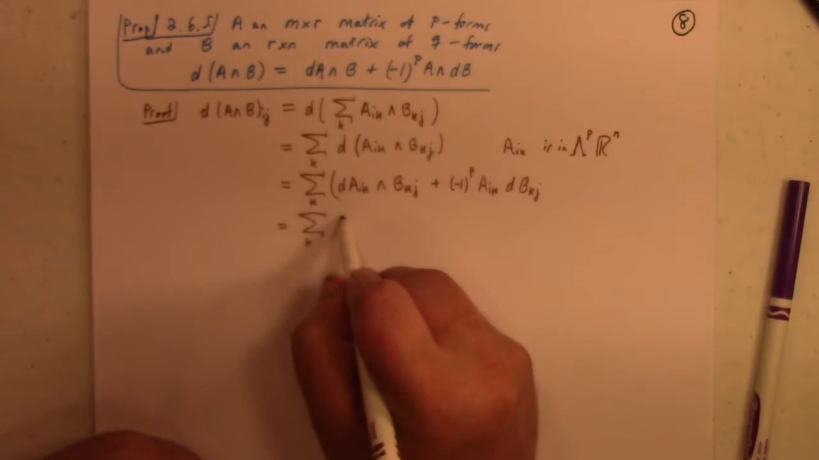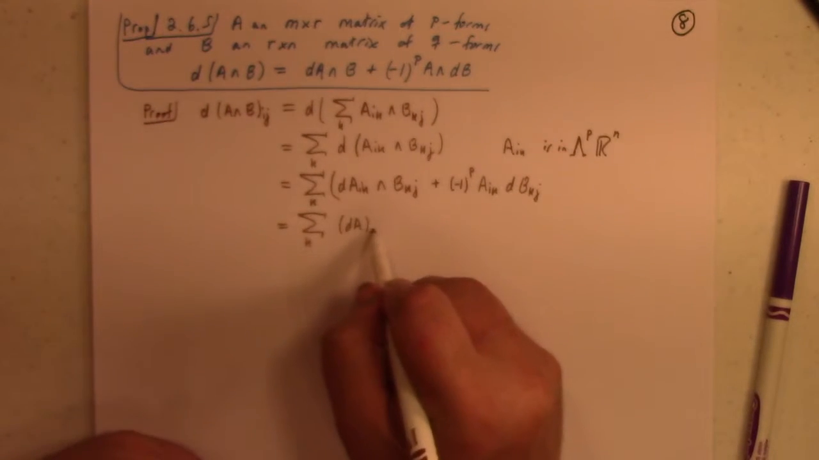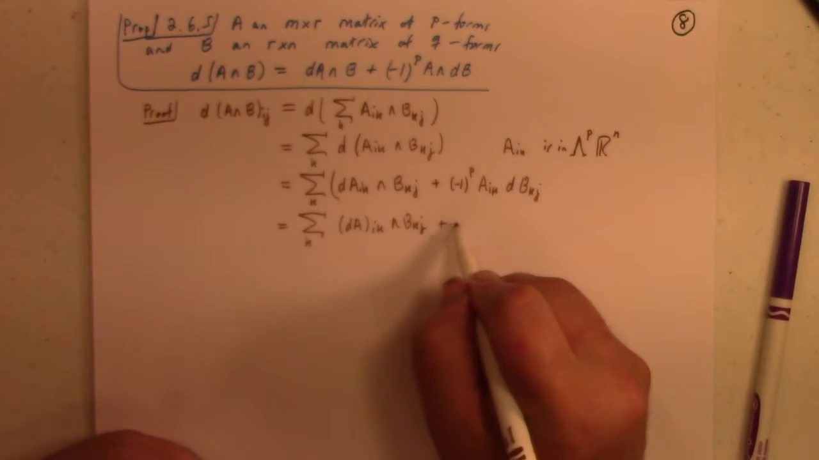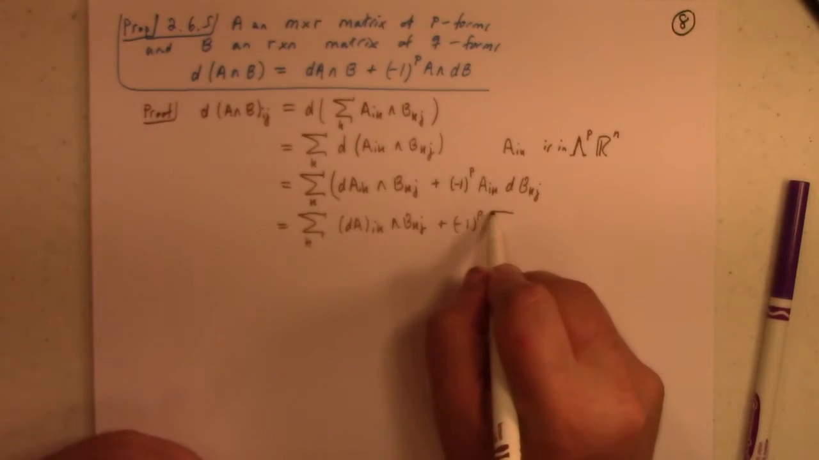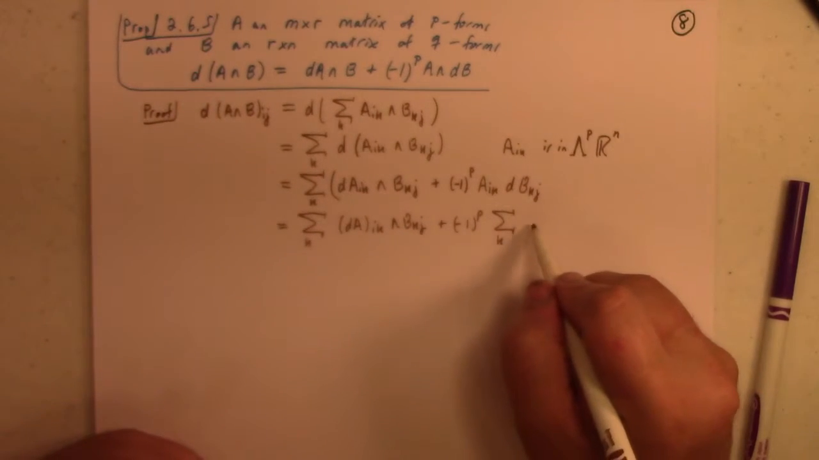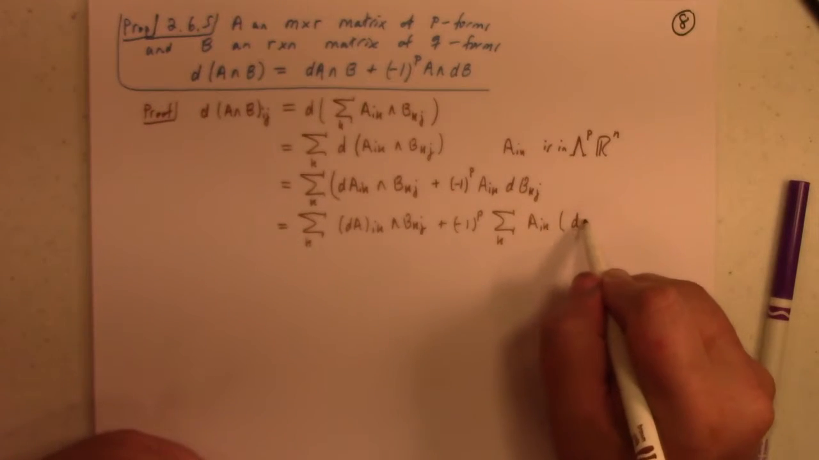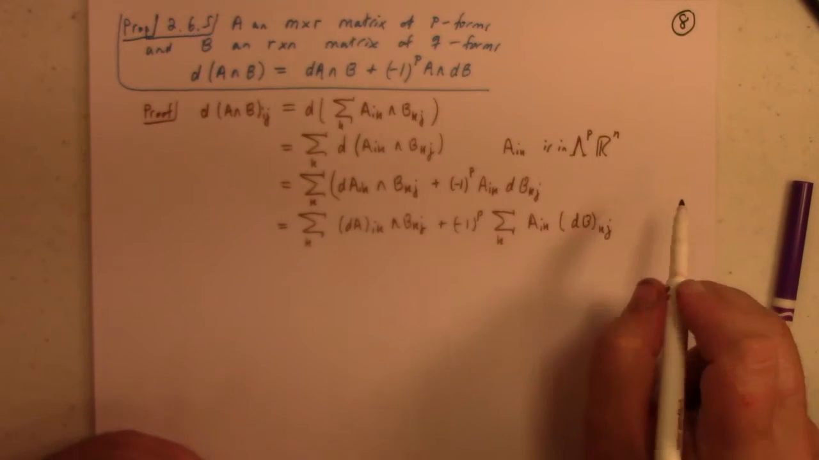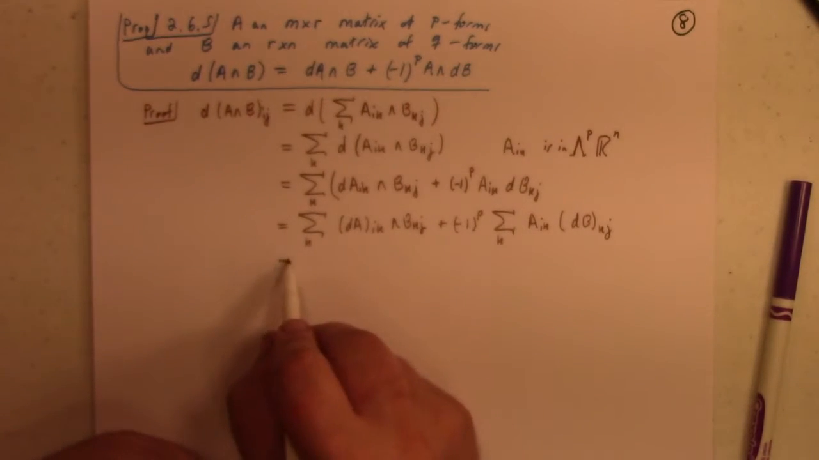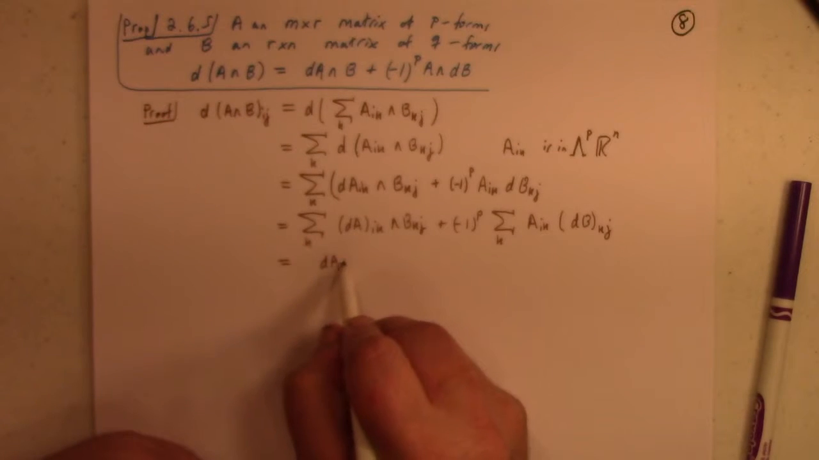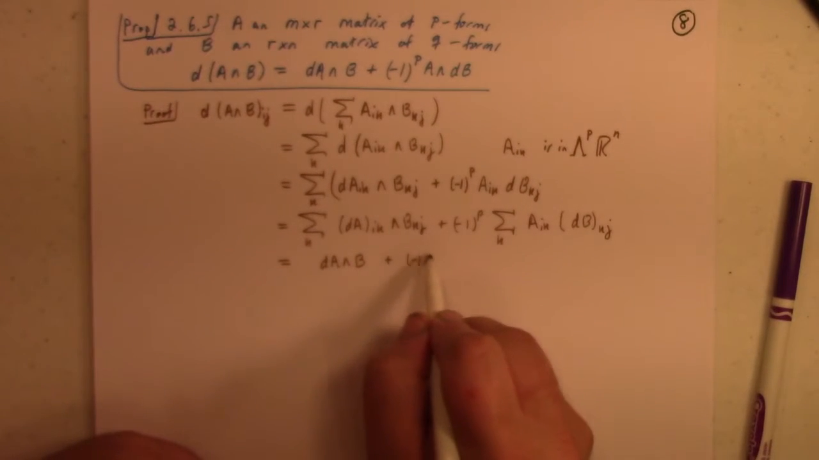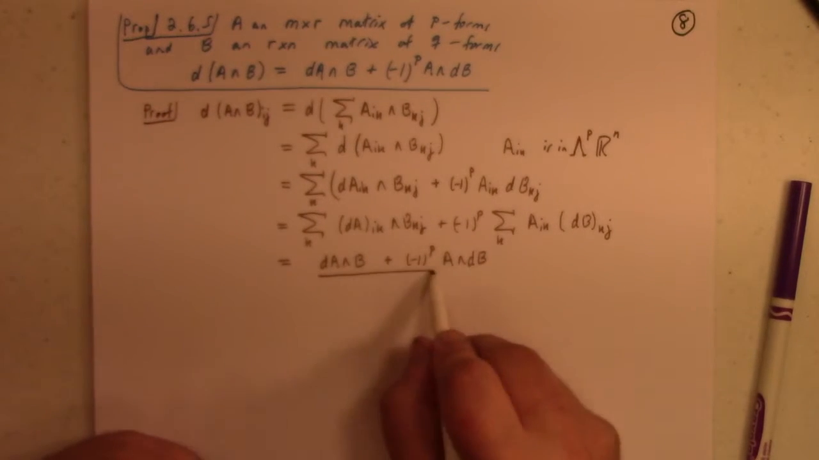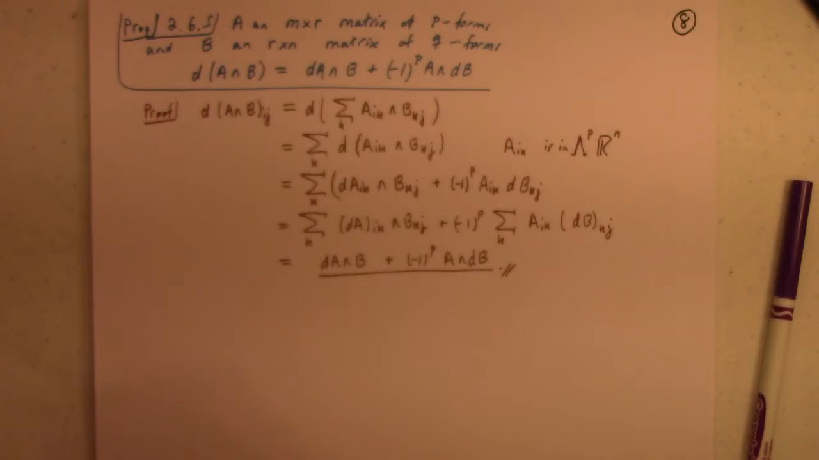But remember, that is really parentheses dA_ik wedge b_kj plus minus 1 to the p sum over k a_ik parentheses d b_kj. Just to emphasize, it's the matrix of forms dB. It's the matrix of forms dA. Anyway, that's exactly dA wedge B plus minus 1 to the p A wedge dB. And there you go. There you have it. Product rule.